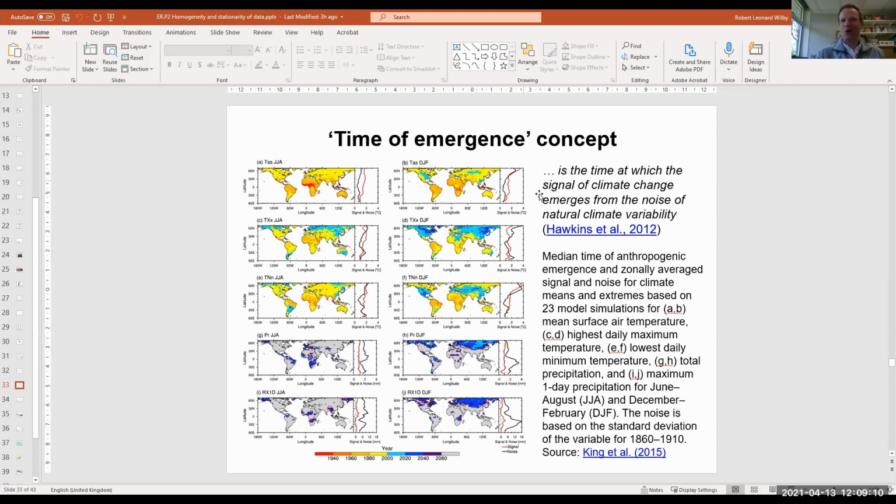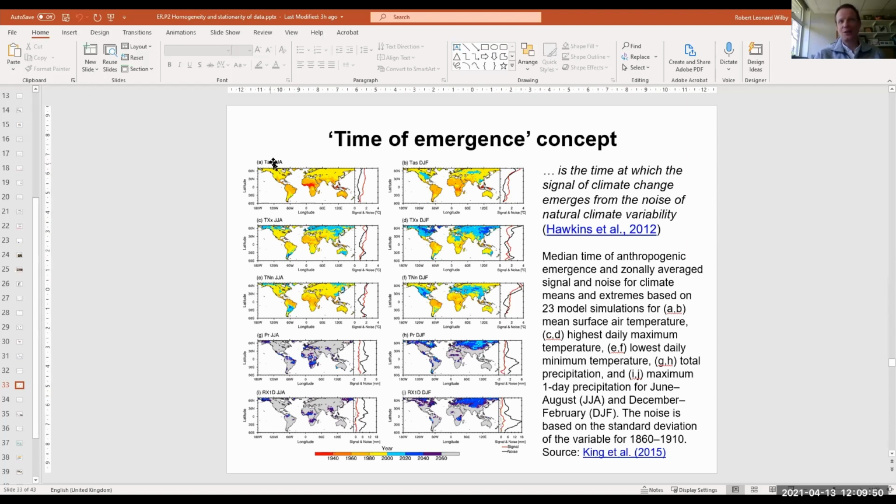And Ed Hawkins provides this really, I think, workable definition. It's the time at which the signal of the climate change is essentially bigger than the noise of natural variability. We can capture that statistically by comparing the changes in the mean or the trend against the changes in the variance in the data. And that's exactly what King et al. did on a global scale, looking at patterns of emergence of extreme events using standard indices, which would be familiar to many of us.